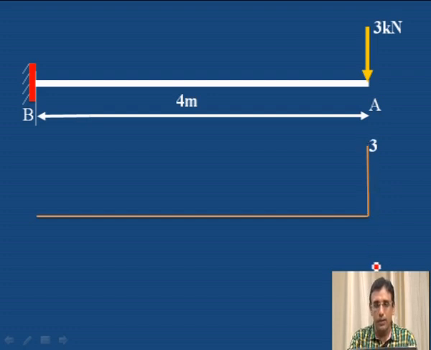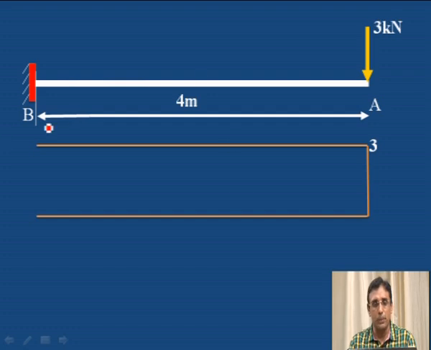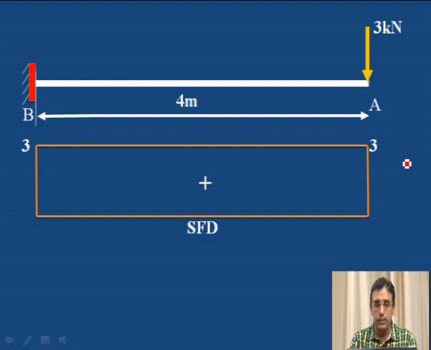Then up to B it is the same, 3 kilonewton constant, because no further load is added. Then join the last point, therefore it is a rectangle, constant from A to B, and maximum shear force is 3 kilonewton. Okay, this is called the shear force diagram.